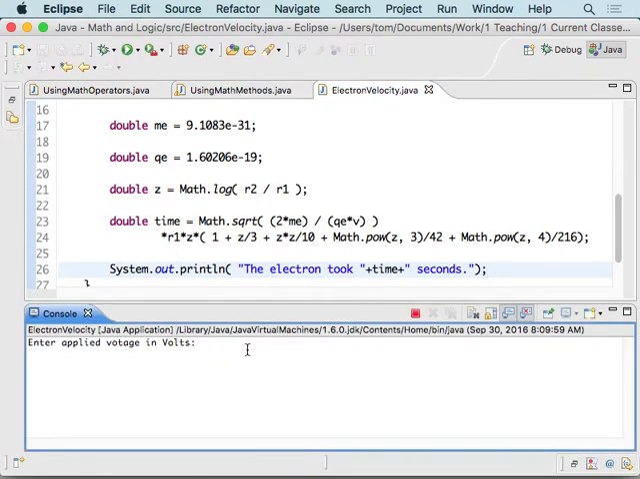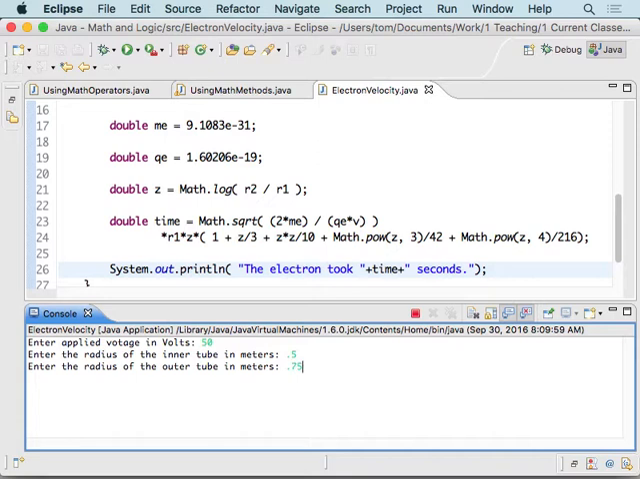Alright, so just running this thing, the applied voltage, I have no idea. What's a good voltage here? 50 volts. Okay, enter the radius of the inner tube in meters. I'm going to think that these things are not all that big. So let's go with 0.5. That might be even too big there. I have no idea. The outer tube in meters, let's go ahead and say that that's 0.75.